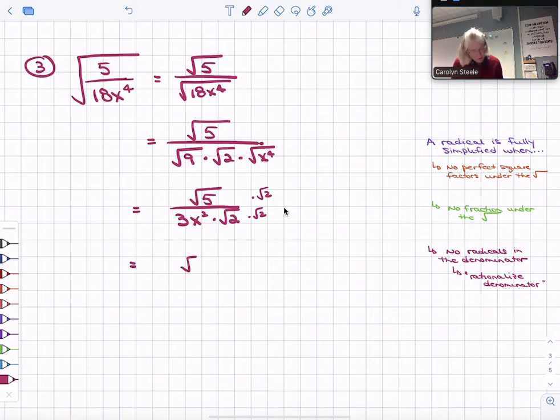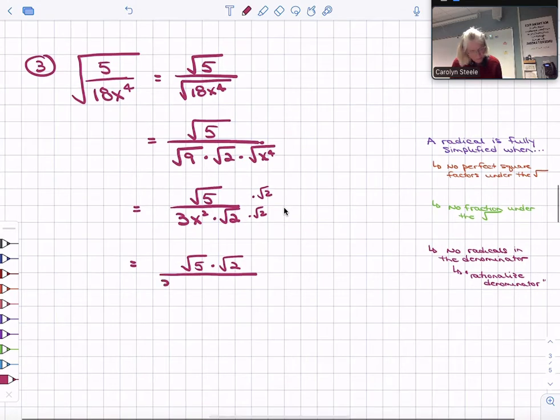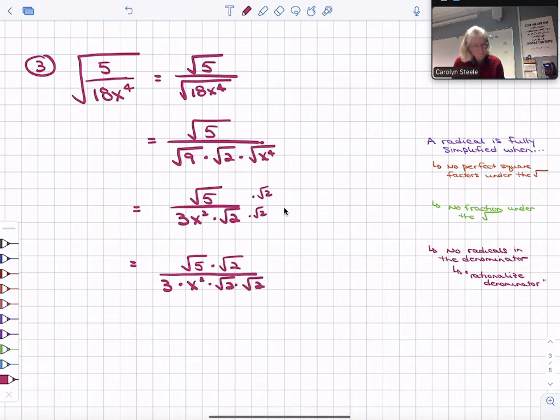In my numerator, I now have the square root of 5 times the square root of 2. In my denominator, I have 3 times x squared times the square root of 2 times the square root of 2. The square root of 5 times the square root of 2 is the same as the square root of 5 times 2, or the square root of 10. My denominator, the square root of 2 times the square root of 2, is just 2. And then 2 times 3 gives me 6. So the denominator is 6x squared. And I'm fully simplified.